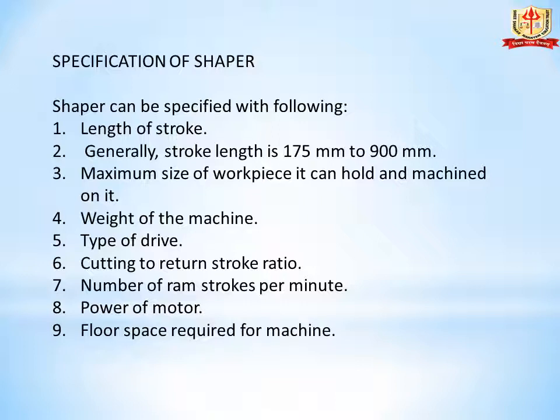Fourth, weight of the machine. Fifth, type of drive. Sixth, cut-in to return stroke ratio. Seventh, number of ram strokes per minute. Eighth, power of motor. And ninth, floor space required for machine.